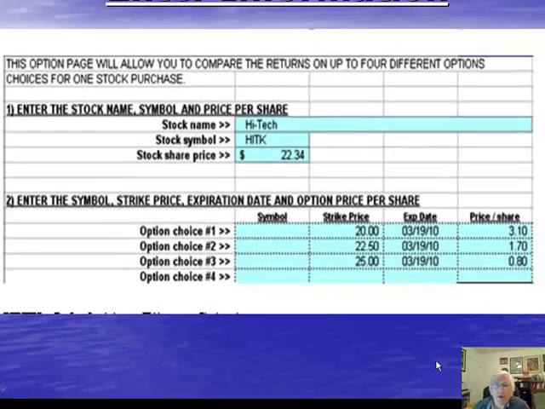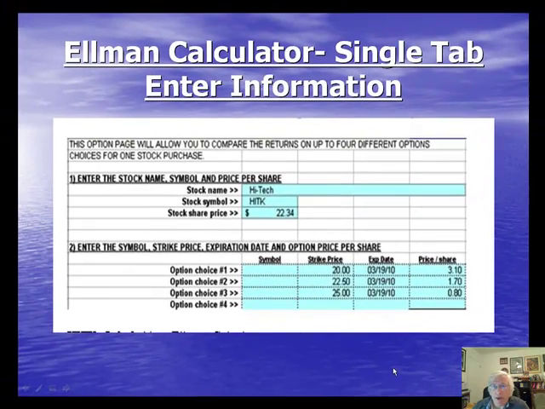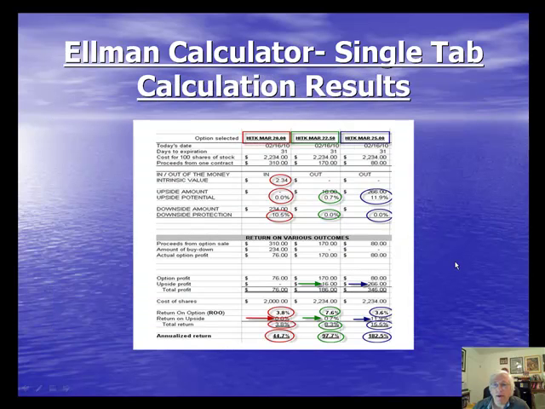So we take this and we go to the single tab of the Ellman calculator and enter the information into the blue cells. And you can see here the 3 strike prices, 20, 22.50, and 25, and the price that we receive for the option premium, $3.10, $1.70, and 80 cents. Once we've entered that, on the right-hand side in the white cells, we get our calculations. Now there's a lot of information here, so let me just point you to the most important, and you could study the rest later on.